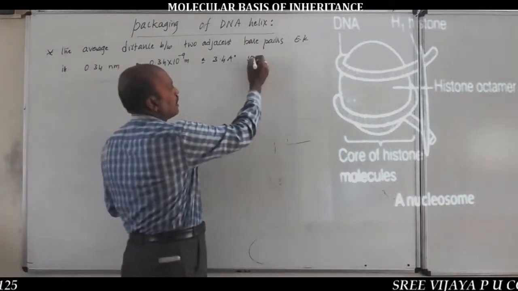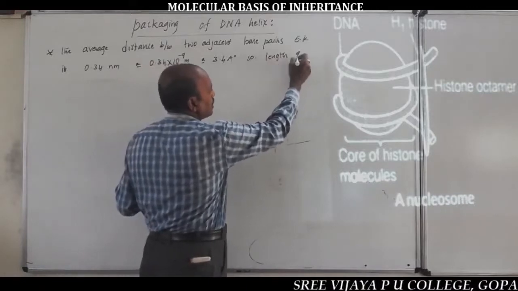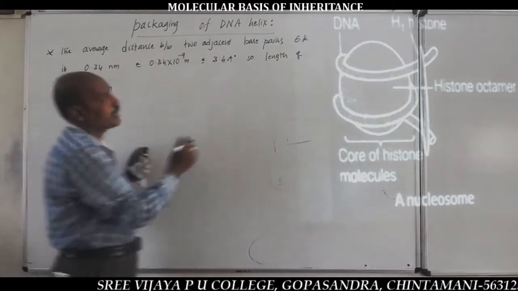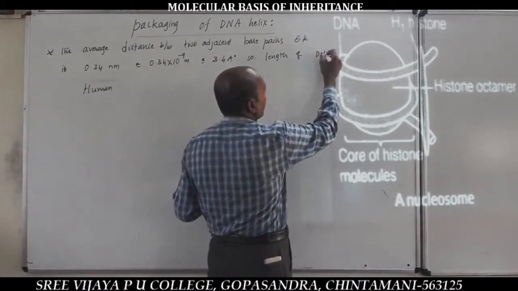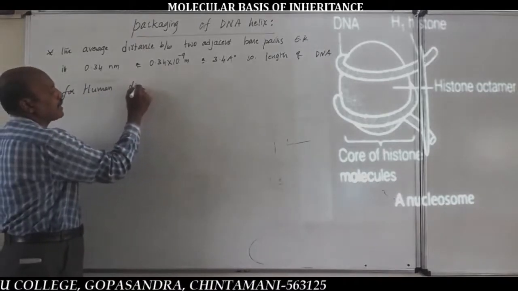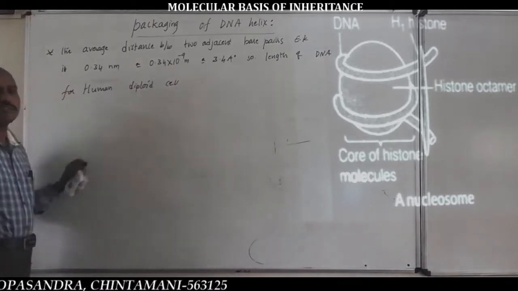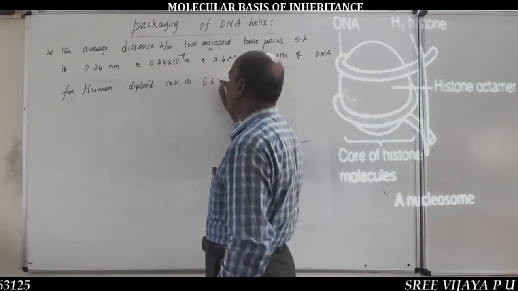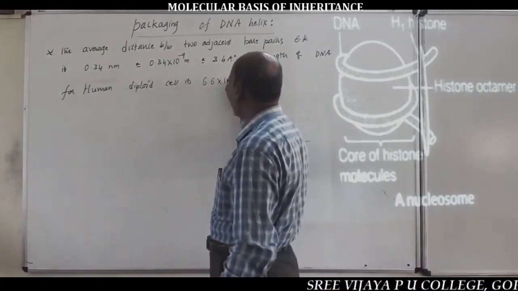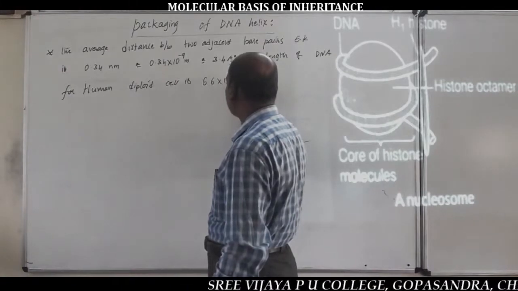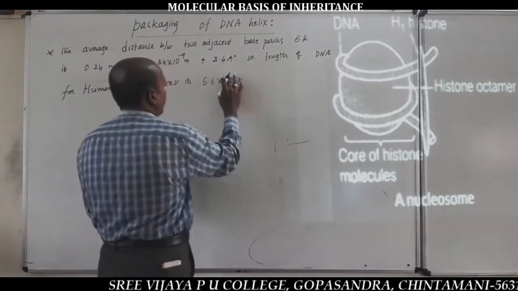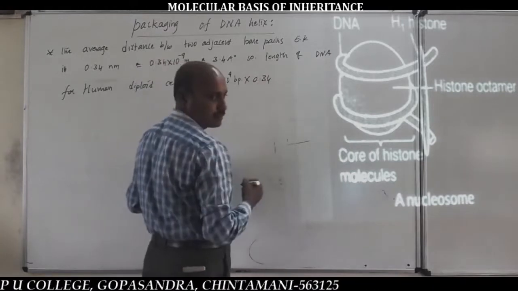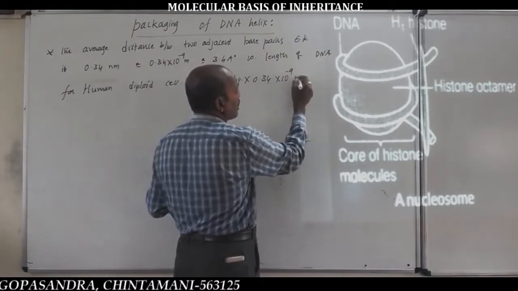So, the length of DNA for a human diploid cell is 6.6 into 10 to the power 9 base pairs into 0.34 into 10 to the power minus 9 meters.